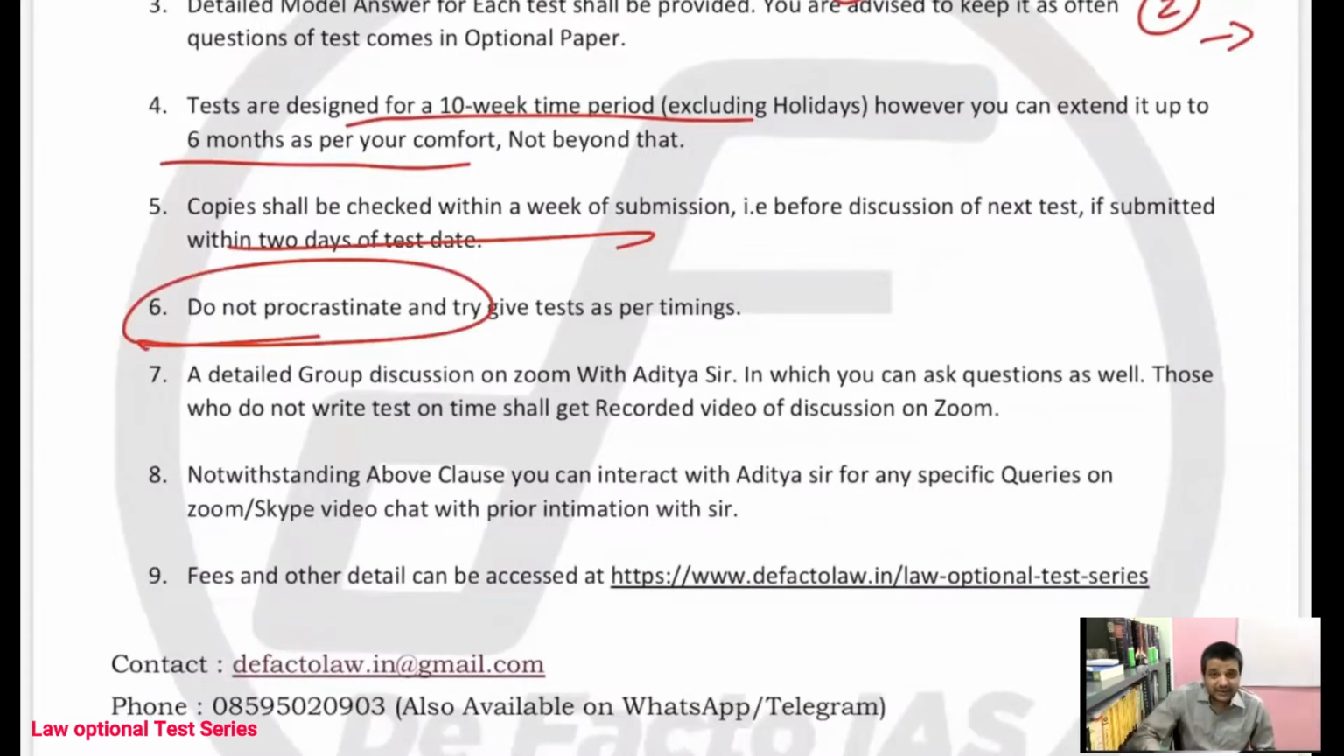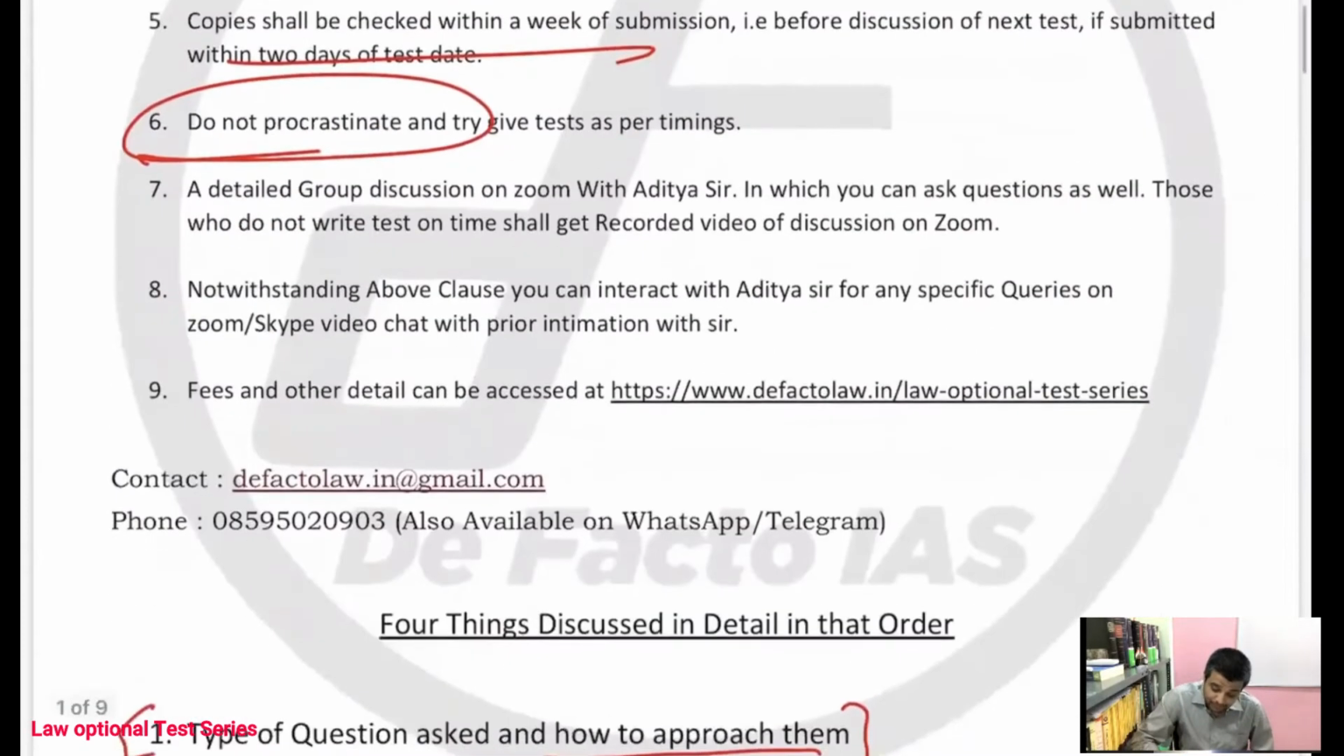And this I have specifically given. Do not procrastinate, okay? That is not a very good attitude, okay? Do it then and there.